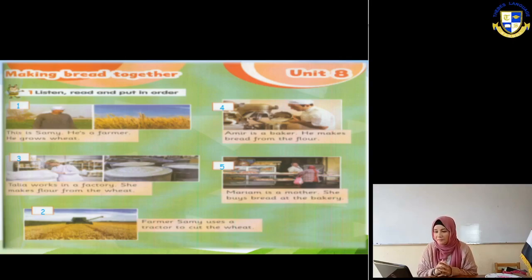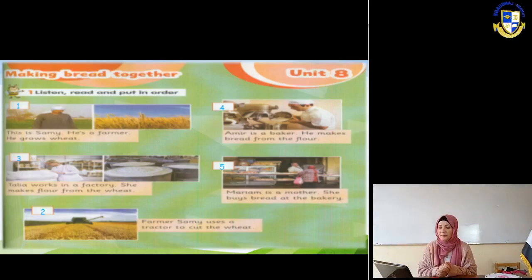Number 1, this is Sami. He is a farmer. He grows wheat. The first step is to grow wheat. So number 1, this is Sami and he grows wheat. What will be number 2? Number 2 will be the last picture. Farmer Sami uses a tractor. This big car is called a tractor, a tractor to cut the wheat. So number 1, to plant and grow the wheat. Number 2 is to cut the wheat.